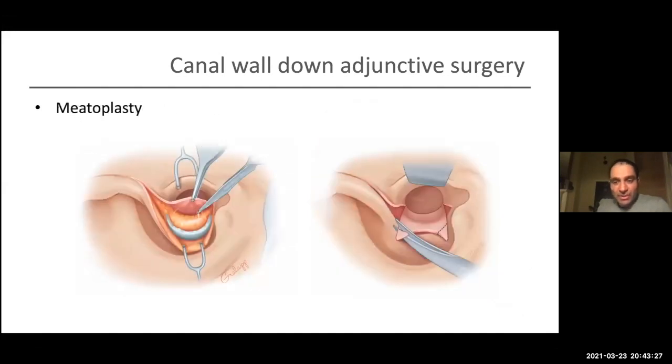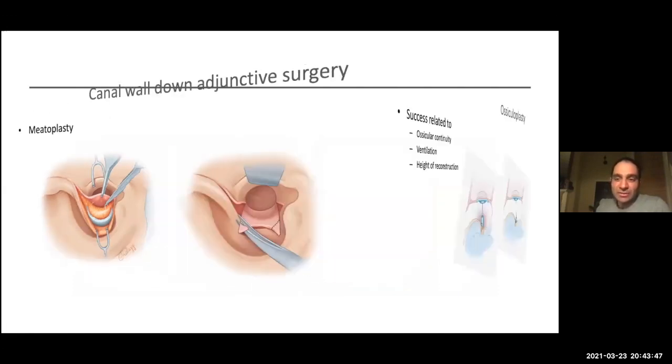You also need to do a meatoplasty, so you need to widen the ear canal, and that's to allow access into the mastoid cavity. There's many different approaches. I personally don't make it anything more complicated than cutting a bit here, cutting a bit here, taking out the cartilage, sticking that skin flap back. For me, that seems to work very well, and you get a nice big meatoplasty.